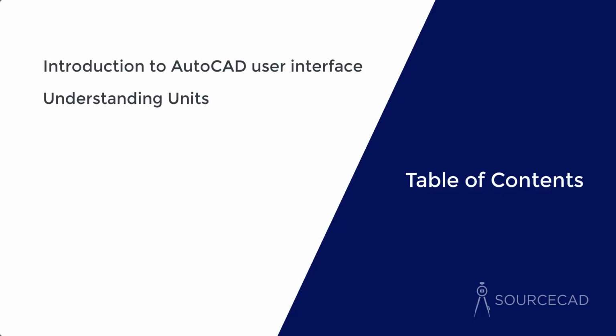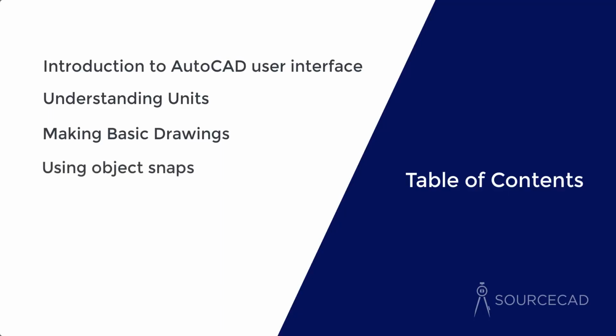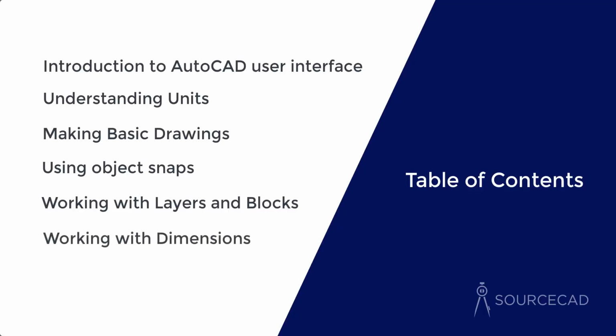Then later on, we'll move to making basic drawings using draw and modify tools, and then we'll learn about tools that let you make precise drawings like object snaps. Further, we'll move into some drawing management tools like layers. Then we'll talk about blocks, which are symbols in AutoCAD, and then we'll talk about making dimensions, and finally we'll print our drawing. So all these things in just this 3-part AutoCAD tutorial for beginner series. So let's get started.